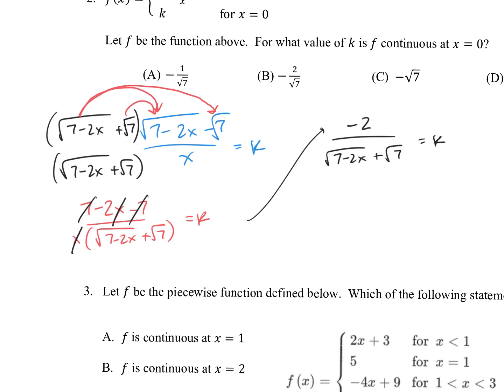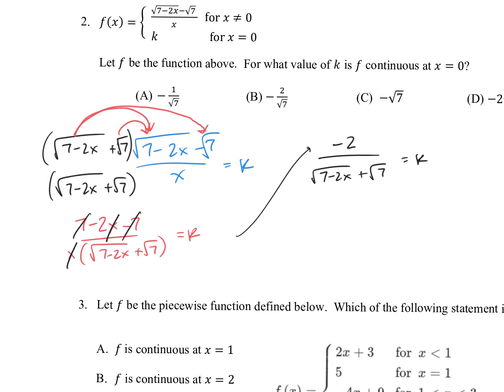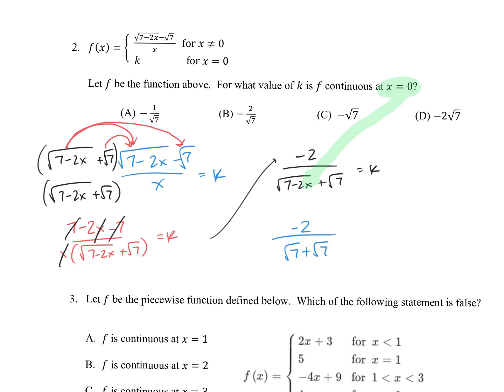They want to know what value of k is going to make this continuous when x is 0. When x is 0, go plug that in right there. We got negative 2 over root 7 plus root 7. What's 1 root 7 plus 1 root 7? 2 root 7s, and we're left with negative 2 over 2 root 7. 2's cancel.